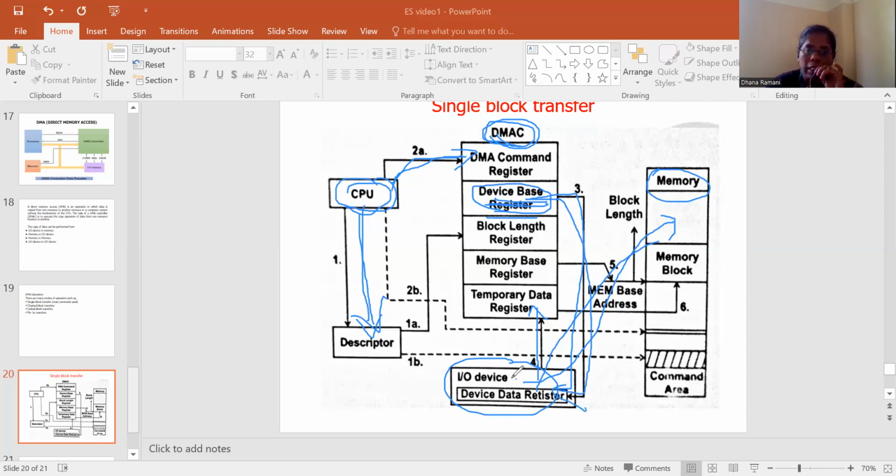Finding that address, it will find that device, right? Once it found that device, it will get the data, whatever data has to be put into memory, and put it in the temporary data register. Right, this will all happen and this will be up to one cycle.